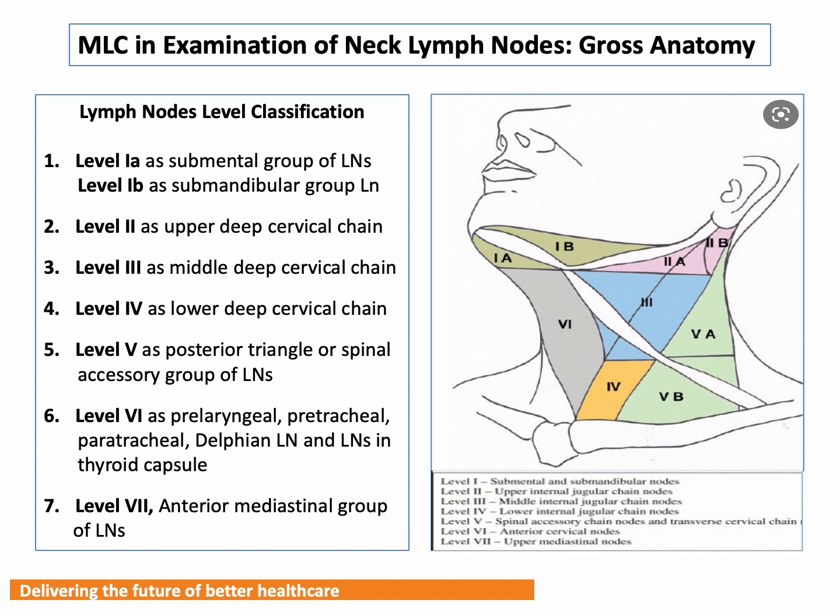Level 5 as posterior triangle or the spinal accessory group of lymph nodes, and level 6 as the prelaryngeal, pretracheal, paratracheal, Delphian lymph nodes and the lymph nodes in the thyroid capsule and the isthmus, and this is the longest chain, also known as the central group of lymph nodes or the anterior group of lymph nodes. Level 7 is the anterior mediastinal group of lymph nodes.